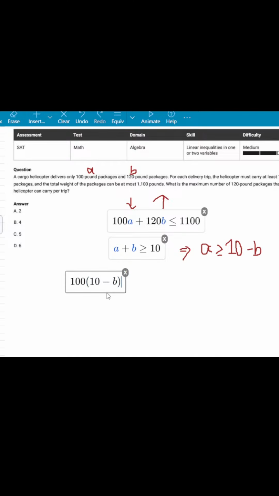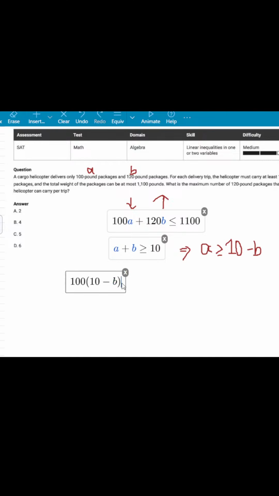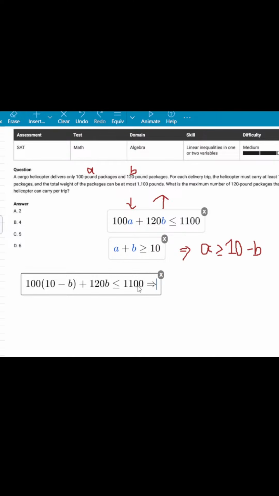So this will be plus 120b is less than or equal to 1100. So this is the equation, and now it is all in b, so now it becomes a linear inequality in one variable. So now we can solve this directly. We can write it as 1000 minus 10b plus 120b less than or equal to 1100.